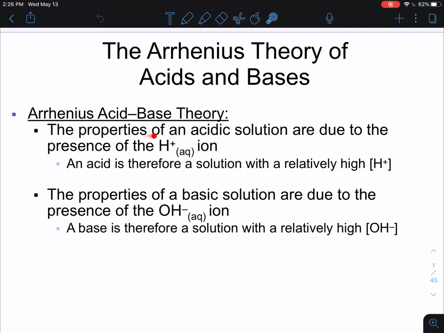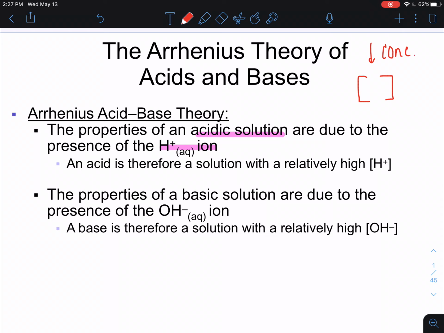the Arrhenius acid base theory states that the properties of an acidic solution are due to the presence of H plus ions. So anything that generates H plus ions in solution is an acid, and any solution that is acidic has a high concentration of H plus. Remember that this bracket means concentration.